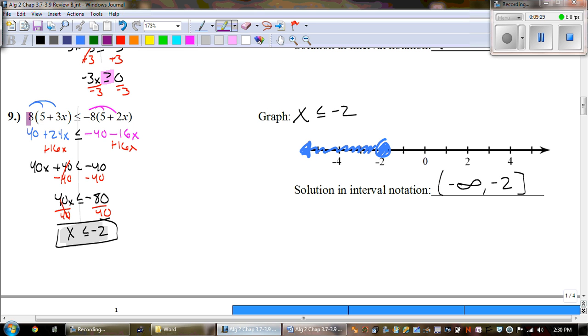Okay, so I distributed and I got 40 plus 24x is less than or equal to -40 minus 16. We added 16 to both sides to get the 40. And now I'm subtracting 40 from both sides to get -80. And then I divided by a positive 40. When I divide by a positive, even though I got a negative answer, I do not flip the sign. Okay? So we're left with x is less than or equal to -2.